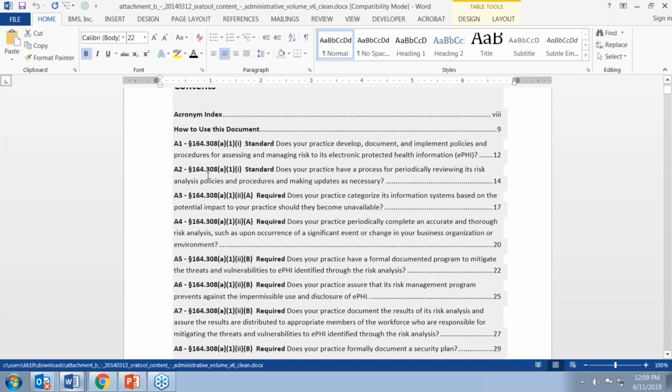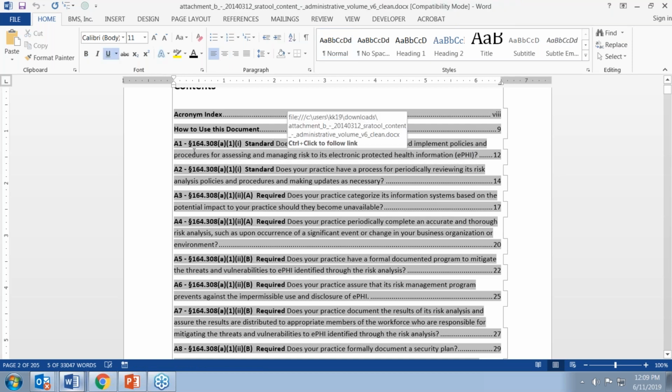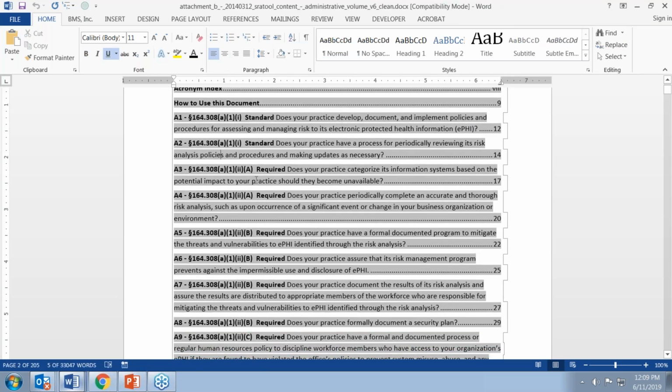And what they do here is they lay out the areas that they're going to hit. These are all questions of the questionnaire of the risk assessment that they want you to go through. There's a lot of them. There's over 30 or 40 questions. So the first one is, does your practice develop, document, and implement policies for assessing and managing risk?